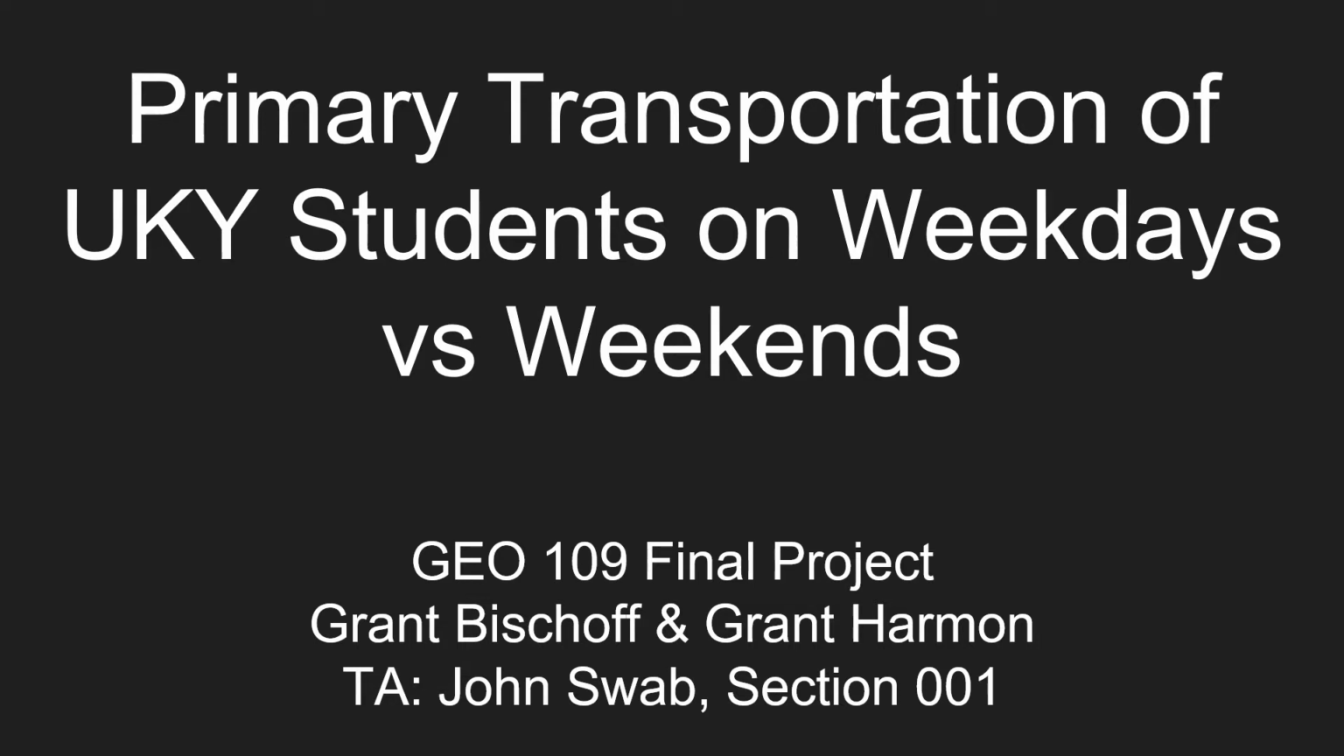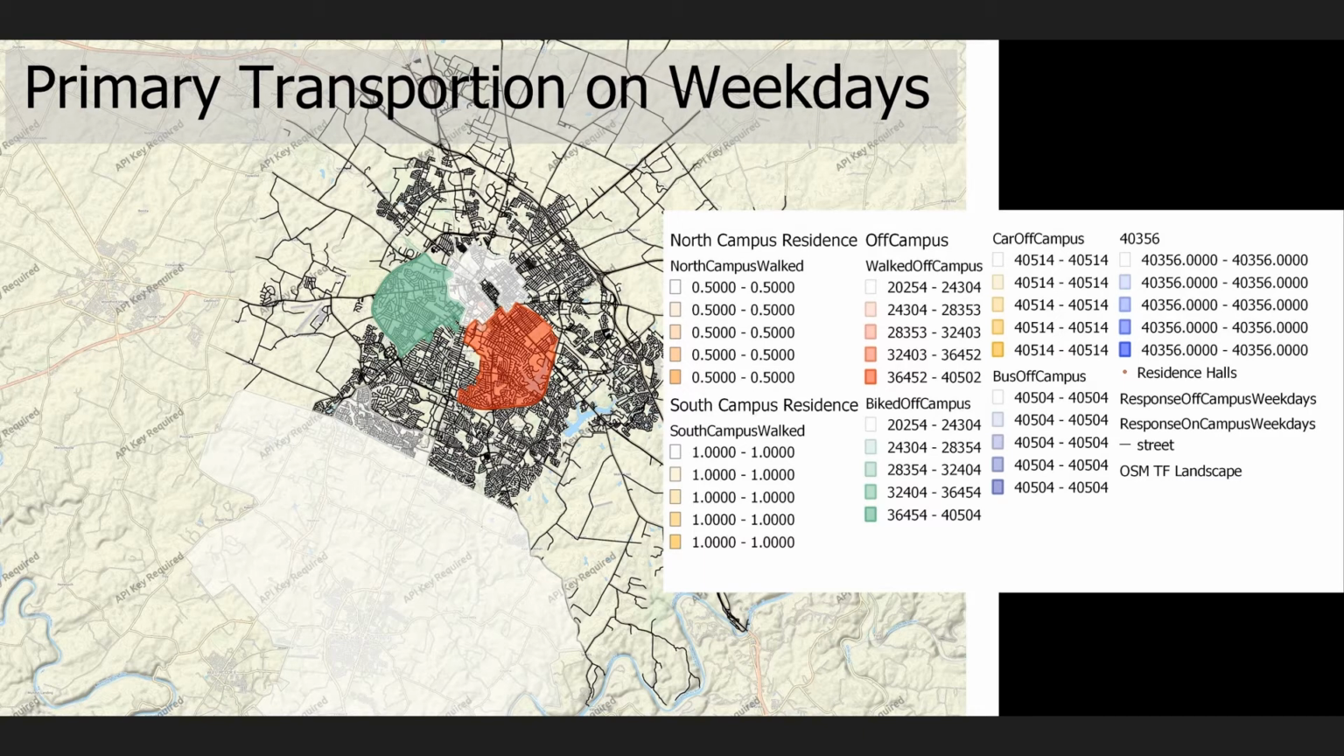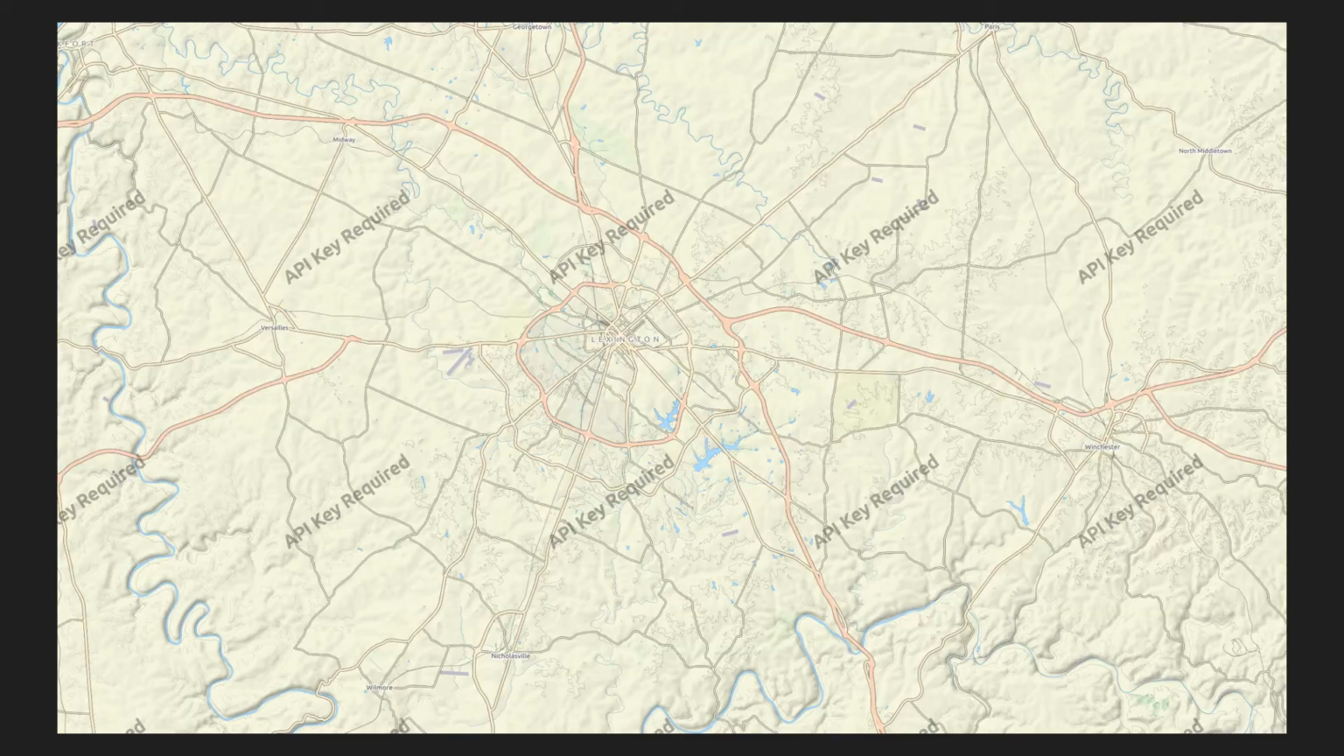Our map will be showcasing the primary transportation of UKY students on weekdays versus weekends. Here is our first complete map, and as you can see in the legend map, we mapped people who lived on and off campus and had also used either walking, biking, driving a car, or using a bus during the weekdays. We are now going to explain how we developed both the weekday and weekend map.